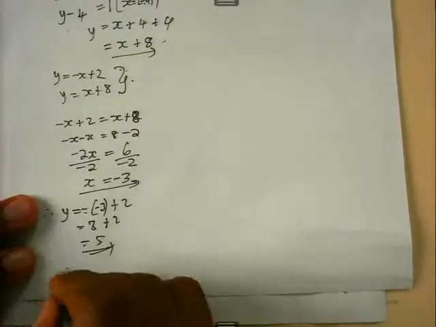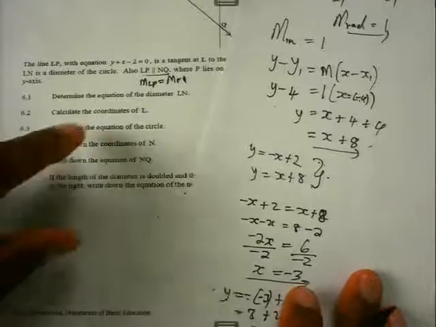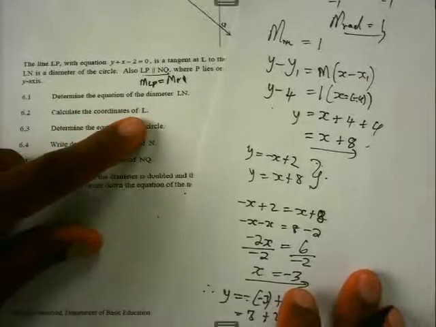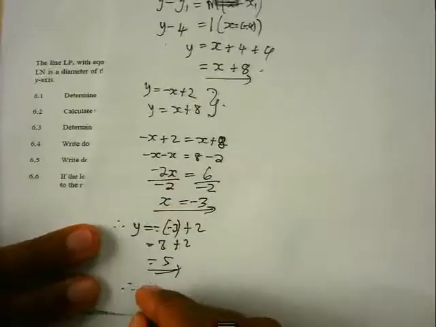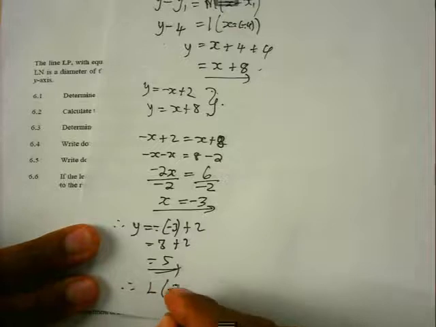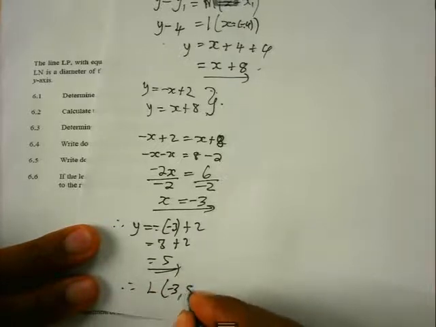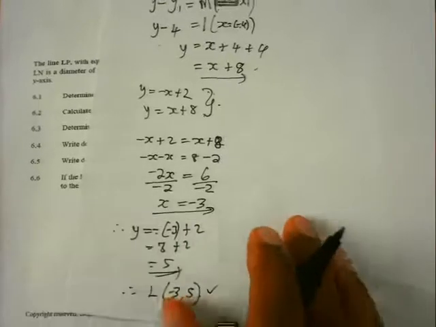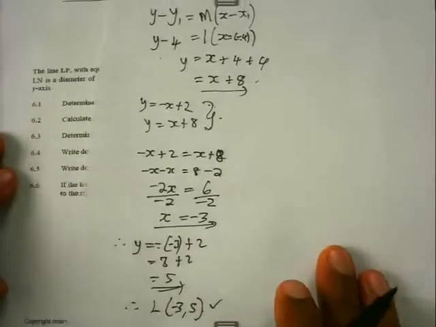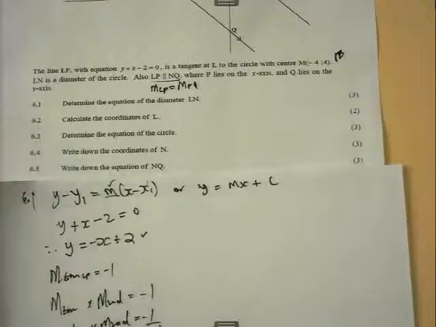Of course, now the question said you must determine the coordinates of L. Then the answer will be the coordinates of L: minus 3 as well as a positive 5. Now we have the coordinates of L. Right, so far so good, boys and girls. I think you are following well. Remember, if you don't get something clearly, you can just ask the question so that you can get clarity on what you don't understand.